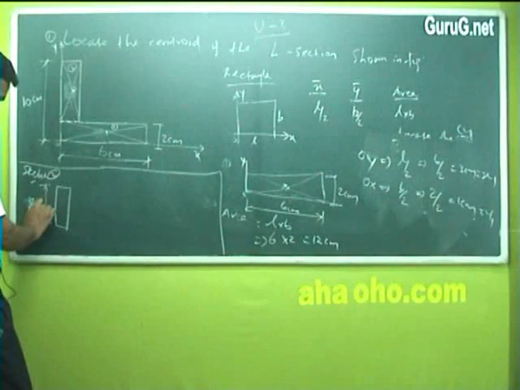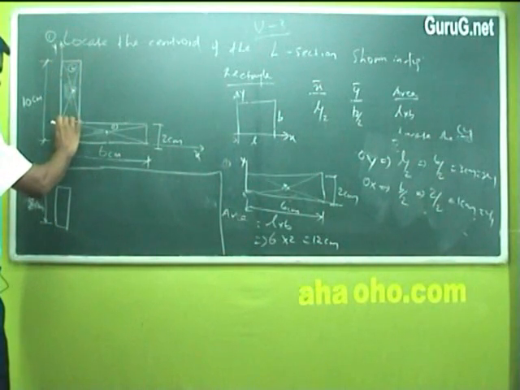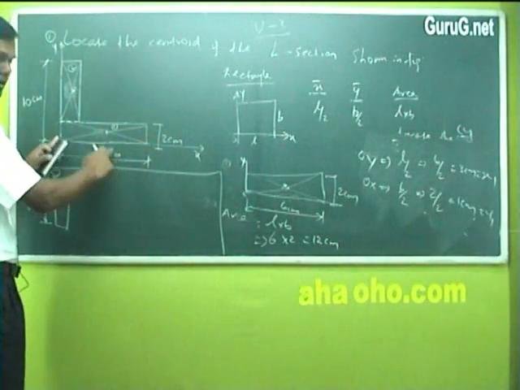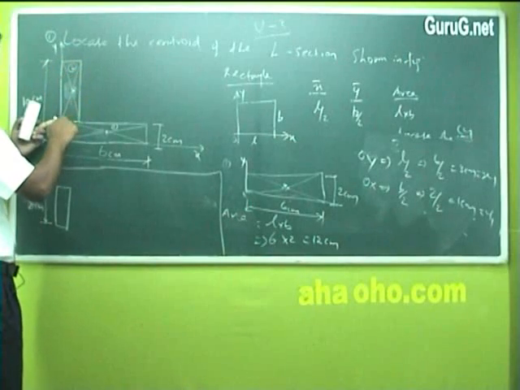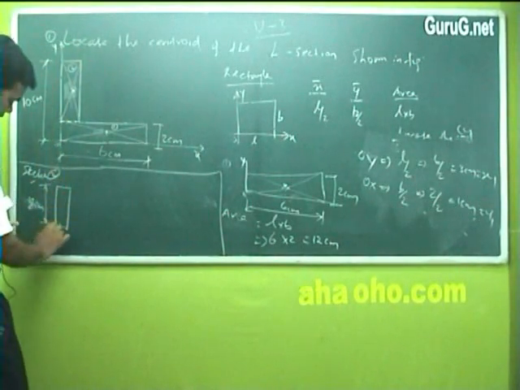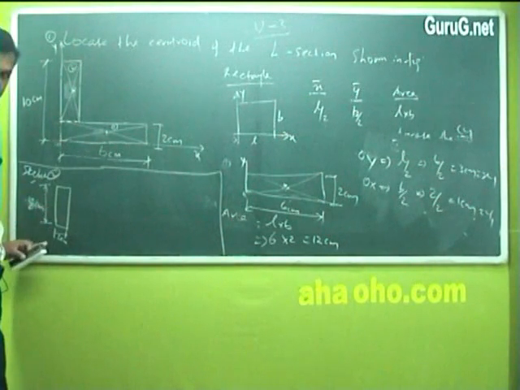Kindly remember, this is given as 10 centimeter height, but I have taken this 2 centimeter separately in sketch number 1. So I have taken the remaining as sketch 2. So it's 8 centimeter height, and the width is 2 centimeter as it is. This is the shape of sketch number 2.